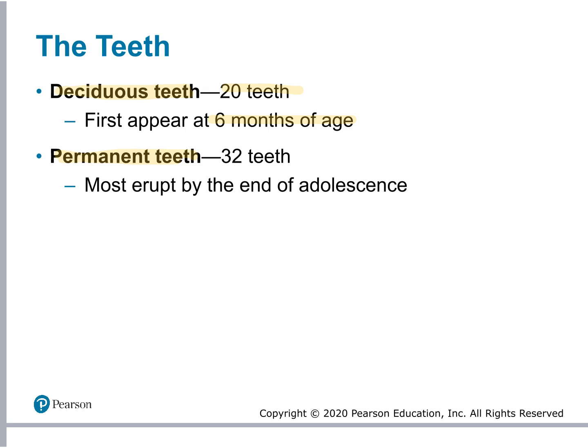A little bit of trivia: the order in which you get your baby teeth is the same order in which you will lose them to have the adult teeth grow in. And then as an adult, you have 32 teeth, even in Arkansas. All right.